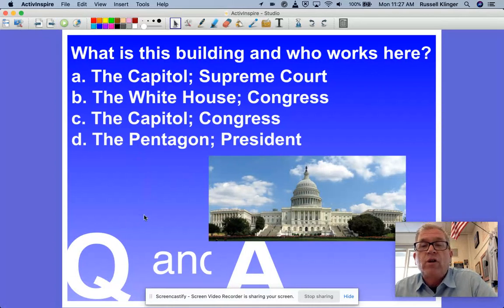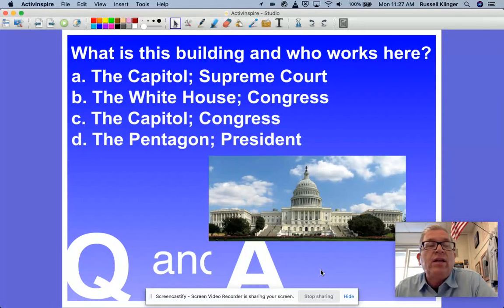I have a question here for you. Maybe some of you recognize this building. It says, "What is this building and who works here?" Is it A, the Capitol, known as the Supreme Court? Is it the White House, called Congress? Is it the Capitol, called Congress? Is it the Pentagon, or where the president is?